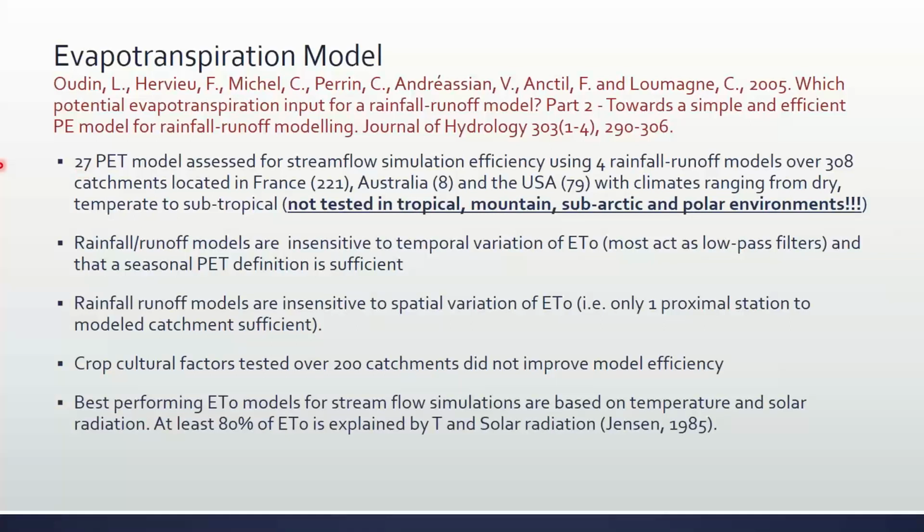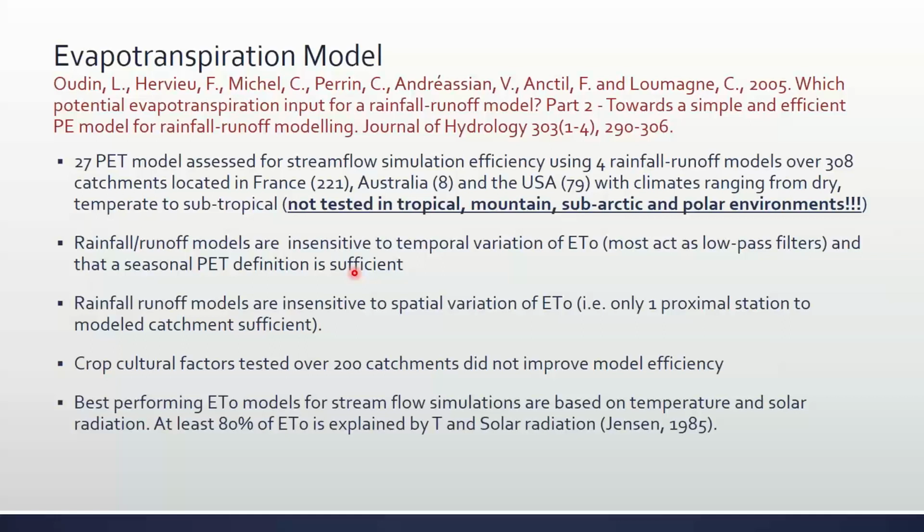PhD thesis, basically, the author compares 27 potential evapotranspiration models, assessed especially for streamflow simulation efficiency, using 4 rainfall runoff models over 308 catchments in, again, France, Australia, and the USA, with climate ranging from dry, temperate to subtropical. I think it's interesting to mention that it was not tested in tropical, mountain, or subarctic polar environments. And although I like that model, in the mountain region, I've found myself that it was probably not the most ideal one.